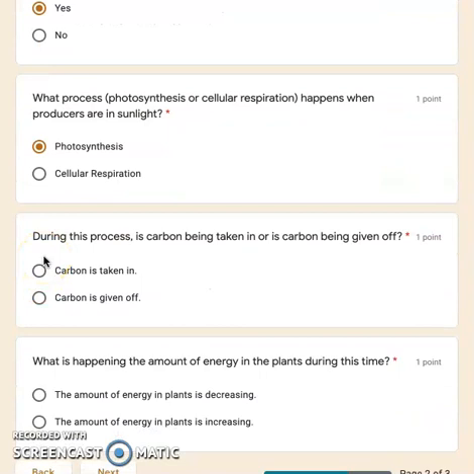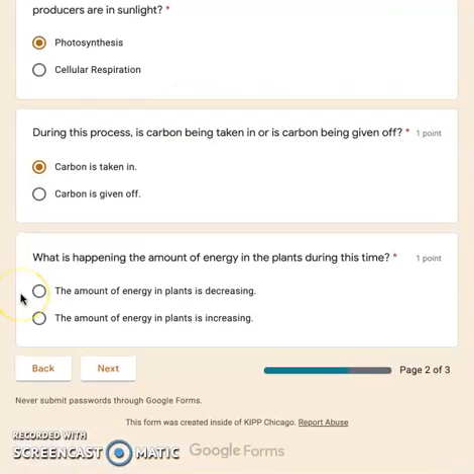During this process, is carbon being taken in or is it being given off? So thinking back to photosynthesis, what do plants need in order to go through photosynthesis? They need carbon dioxide, so carbon is being taken in. And then what is happening to the amount of energy in the plants during this time? Well, the amount of energy during this time is increasing, because they're taking it from the sun to go through photosynthesis.